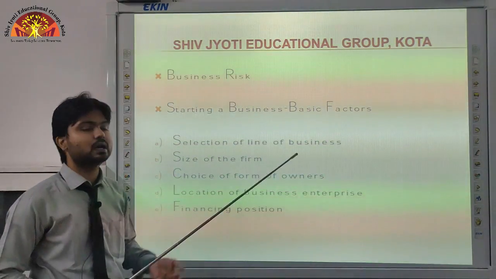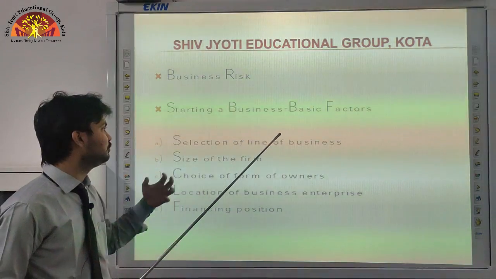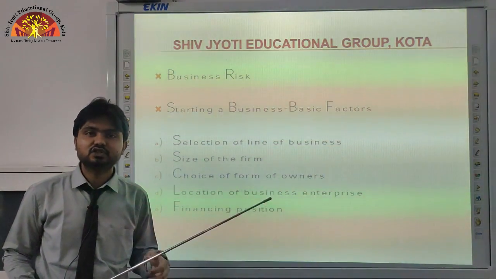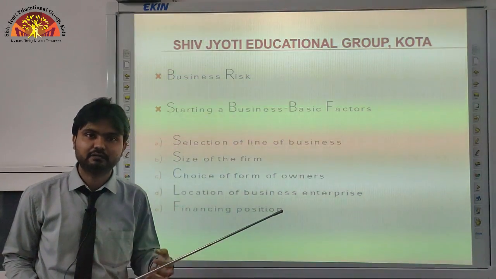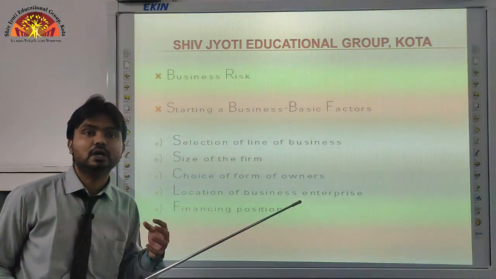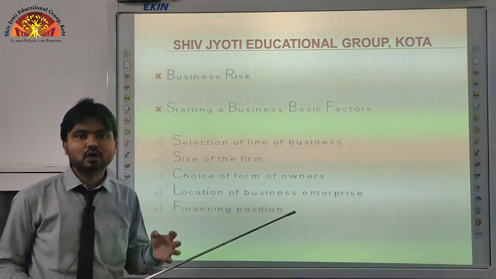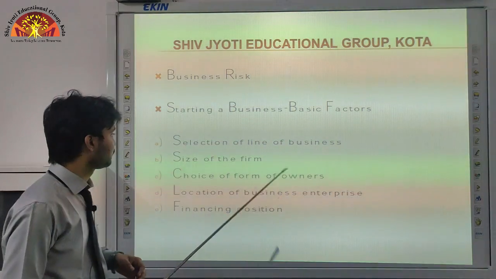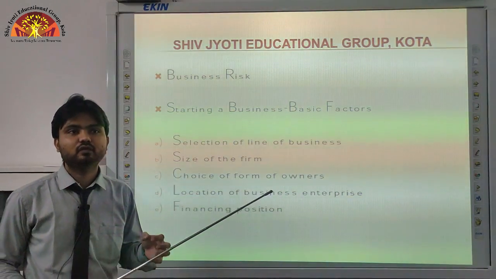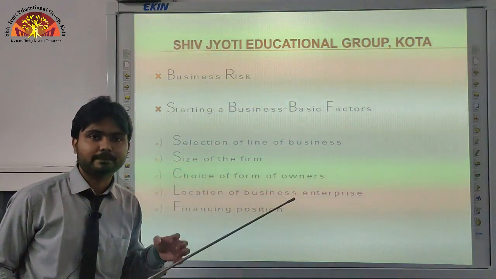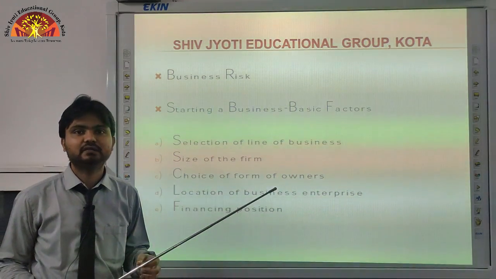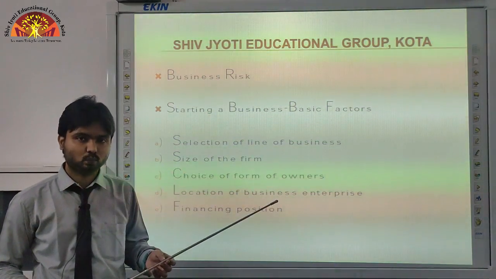Now if we want to start a business, we have to follow the following steps. First one is selection of the line of business, that is which kind of business we want to start in our organization. It may be a clothing business, it may be manufacturing of household items, whatever kind of business we want to start. Second one is the size of the firm. If you want to start a business, it may operate in the local territory only, or we may work as an MNC and provide franchises to other parts of the world.